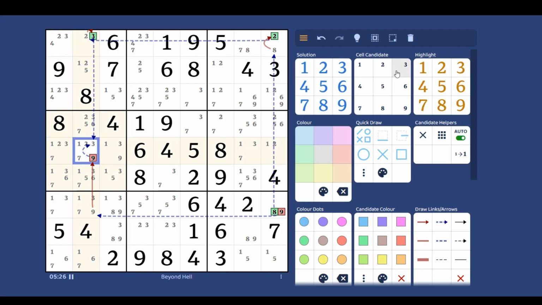So we can go ahead and eliminate that 3. Because no matter what candidate is in this cell right here, we're going to come to the same conclusion where this 3 is going to be false. So that is the self-forcing chain.